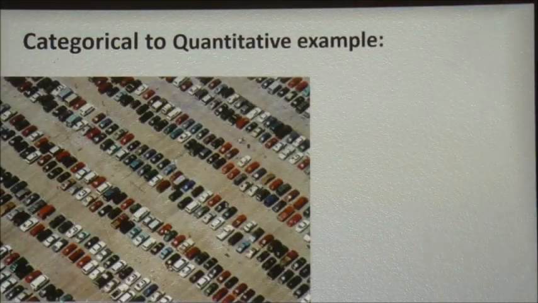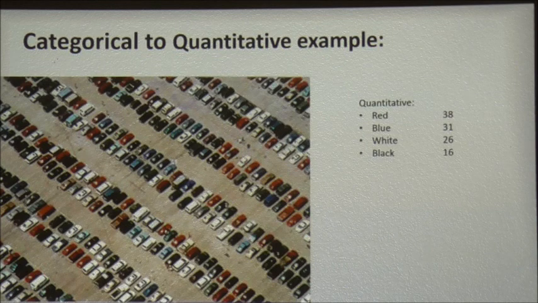Here's an example. I have a parking lot that's got a bunch of cars in it. They're all different colors. I could go to each car and say, this one's red, this one's blue, that one's gray, this one's white, and I could one by one go through and describe the categorical variable of the color of the cars. But another thing I might do is say, hey, in the parking lot, I've got 38 red cars, I've got 31 blue cars, I've got 26 white cars, and 16 black cars.